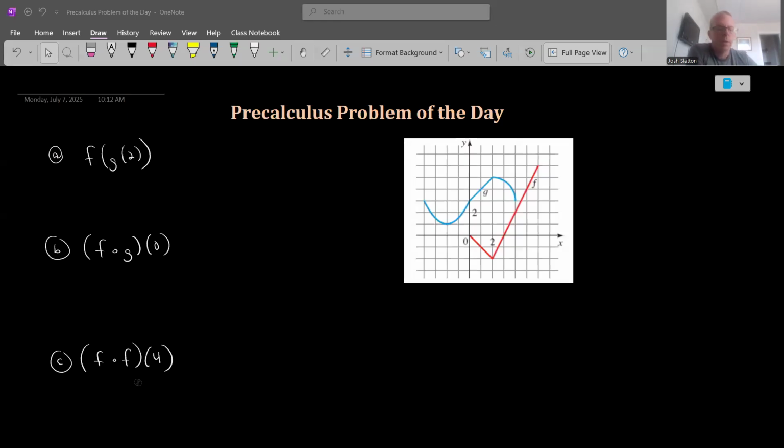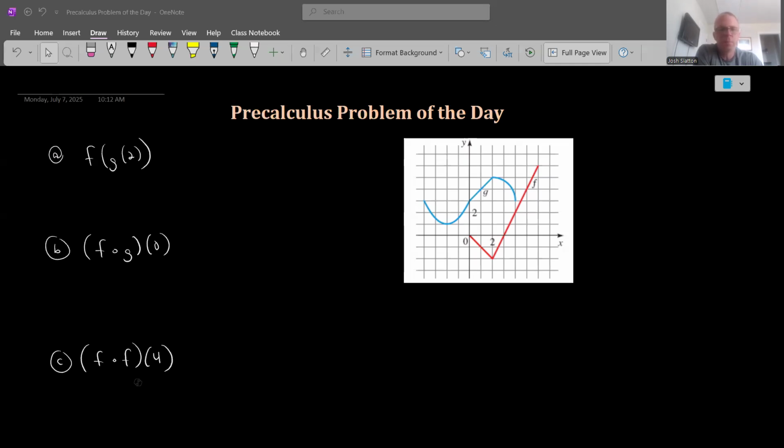All right, so here's another pre-calculus problem of the day. This one we're looking at compositions of functions, combining functions, but earlier in the section you'll see adding functions and subtracting and multiplying all that. So composition of functions is where you're using one function as an input into another function.